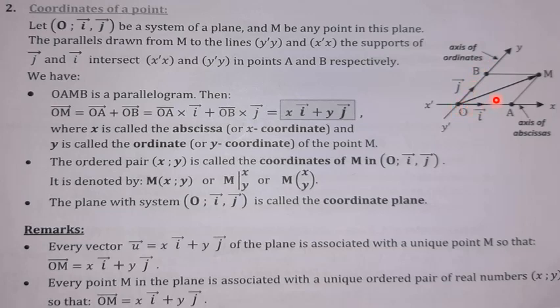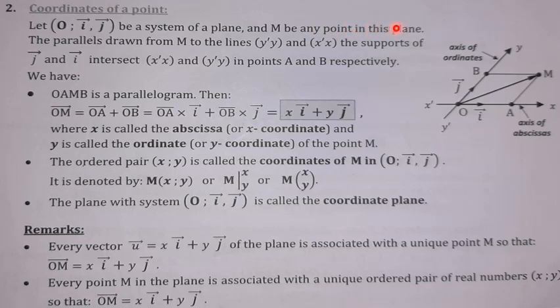So every vector we can write in this form as a linear combination of i and j, because i and j are the components of the system, where x is called the abscissa and y is called the ordinate of point M. Here, because O is the origin, the coordinates of OM, x and y, and the coordinates of M, x and y, are equal.